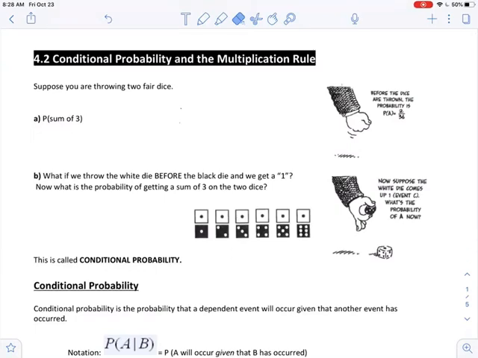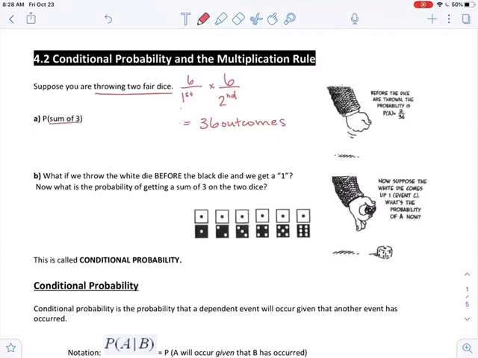All right, so we're going to be talking about conditional probability and the multiplication rule for this section. So suppose you're throwing two fair dice. If I have two fair dice, that means my first die has 6 sides, and on my second die, I also have 6 sides. If we multiply both of those, we're going to have 36, which represents 36 different outcomes.